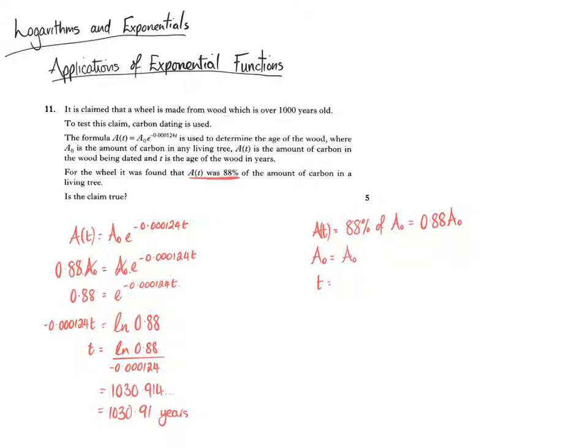Okay, so again, we need a sentence. So therefore, the claim is true as the tree is 1030 years old.